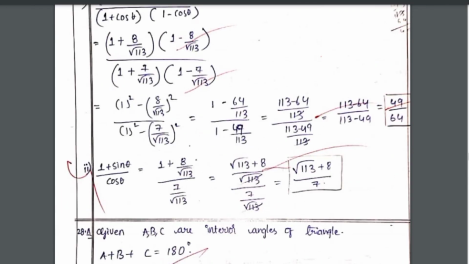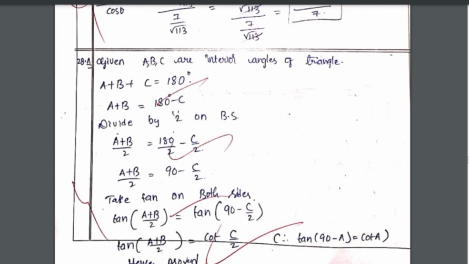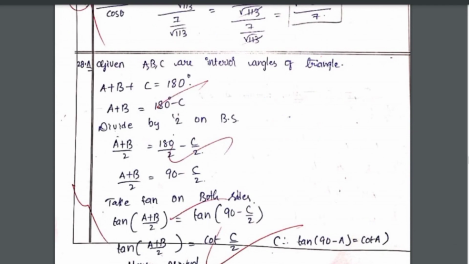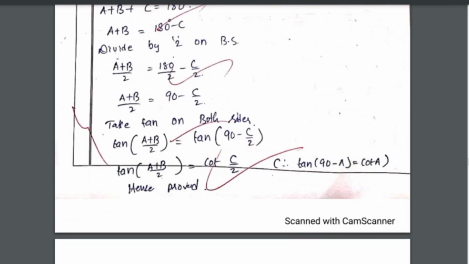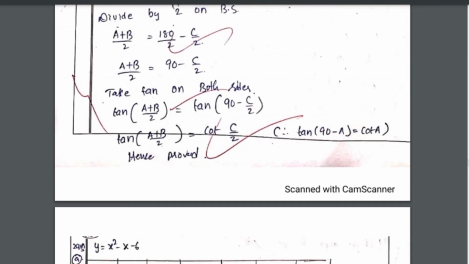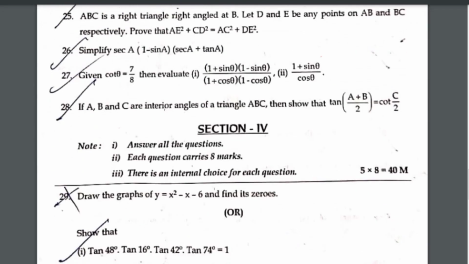Yes, this one is also a direct problem, right? A plus B plus C is equal to 180, so A plus B is equal to 180 minus C, and dividing on both sides by 2, (A+B)/2 is equal to 90 minus C/2. Taking tan on both sides, tan (90 minus C/2) becomes cot C/2. Very important. Next questions are 8 mark questions.